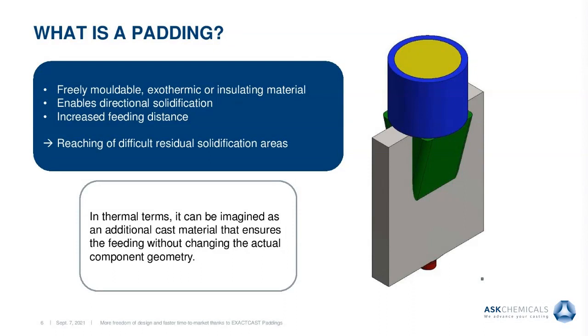You can imagine this as a kind of additional cast material, but only in a thermal way, not in the material way. So that means you can leave your geometry of the component in a state where your designer or your customer wants to have it, and maybe just simulate the thermal issues of an additional material which you normally place on those parts.